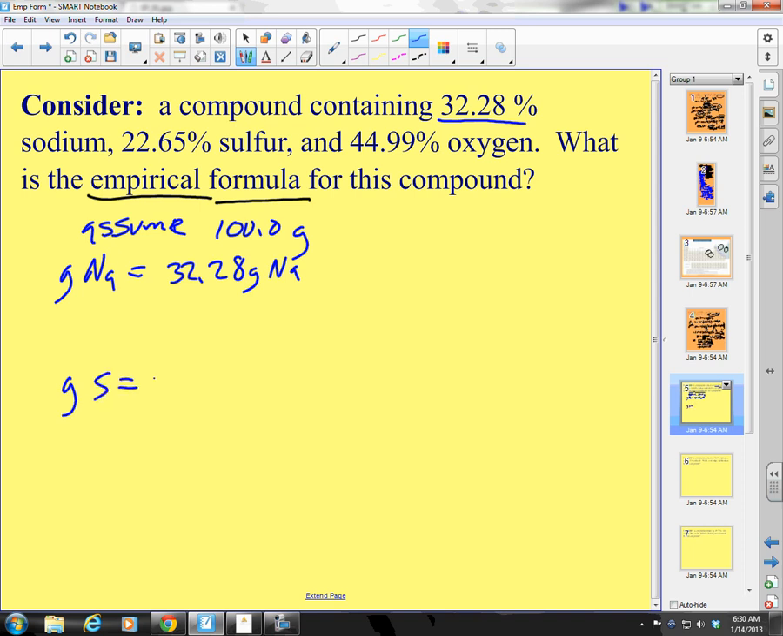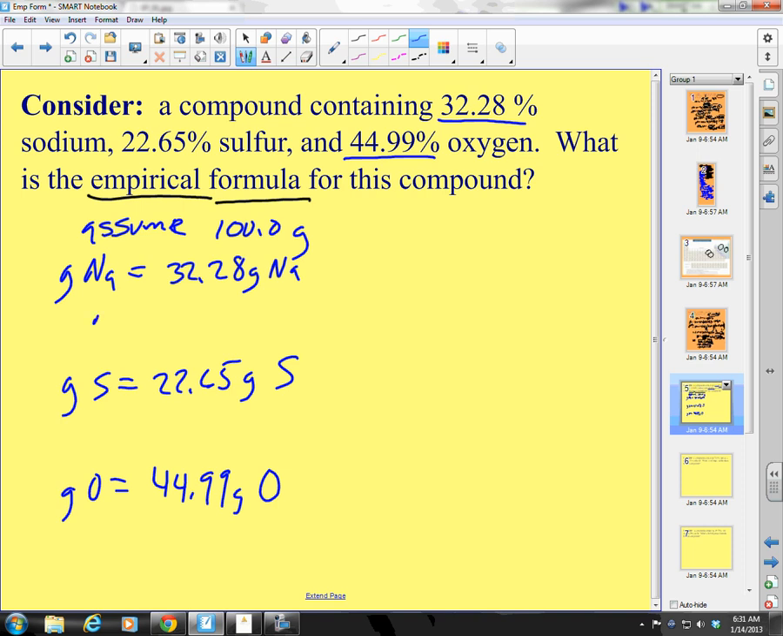How many grams of sulfur do I have? Well, I'd have 22.65% times 100, so 22.65 grams of sulfur. And how many grams of oxygen? Well, grams of oxygen is equal to 44.99% times 100, so I have 44.99 grams of oxygen. Next step, I want to convert to moles.